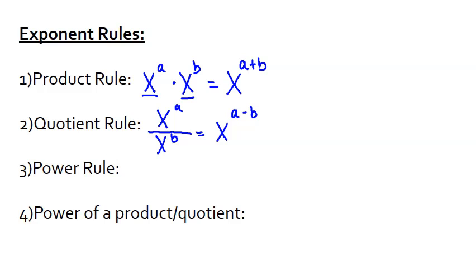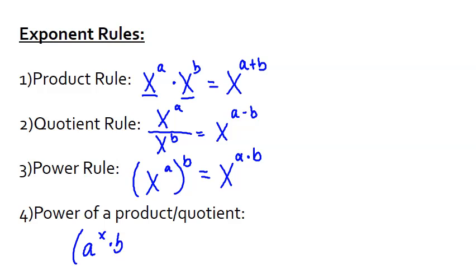And we can also do something called the power rule. So if we have x to the a all raised to the b power, we multiply the two, x to the a times b. And we can also do the power of a product or quotient. So for example, we can have a to the x times b to the y, all raised to, I don't know, the c power. We can say that as a to the x times c times b to the y times c. You can distribute that power through, and you can do the same thing for quotients.